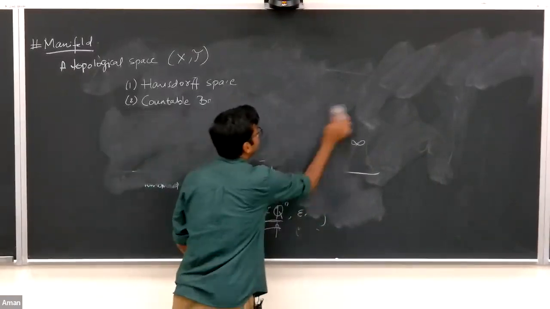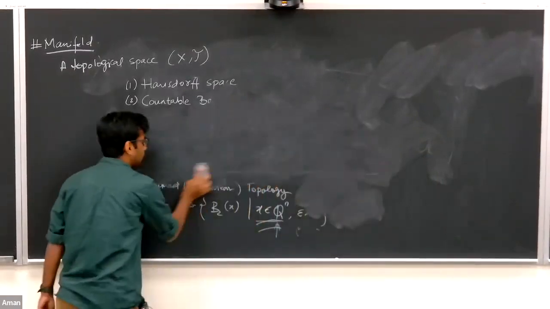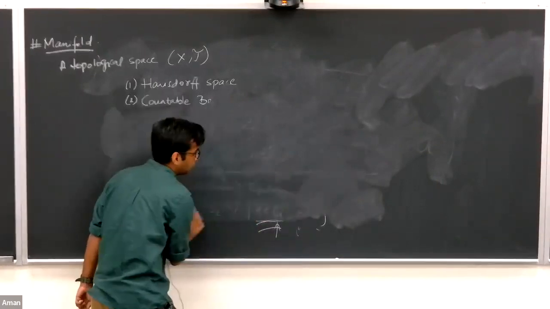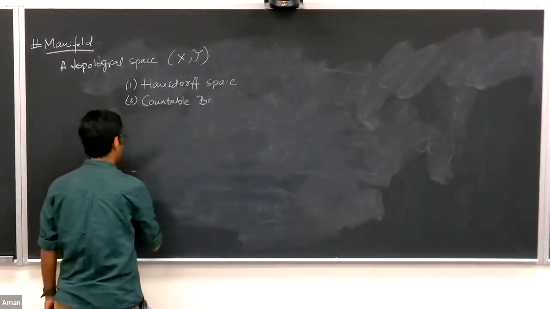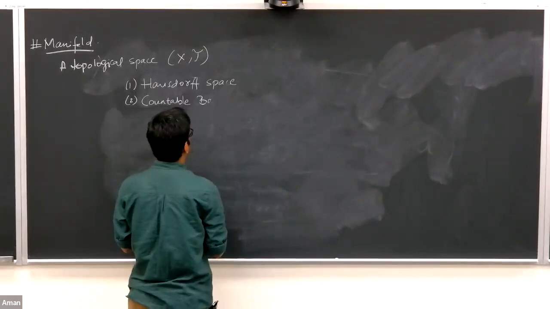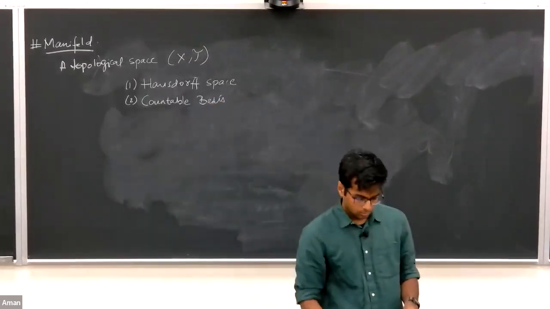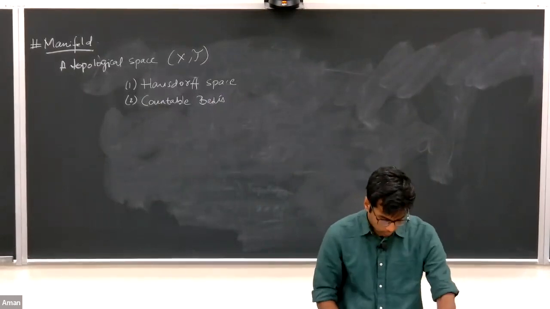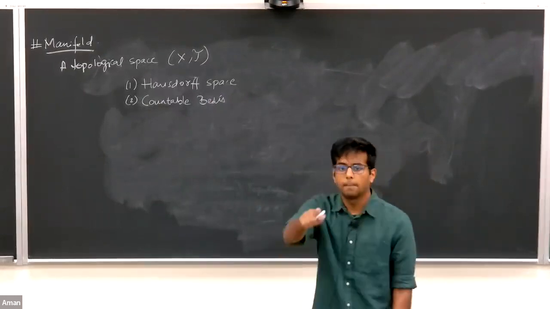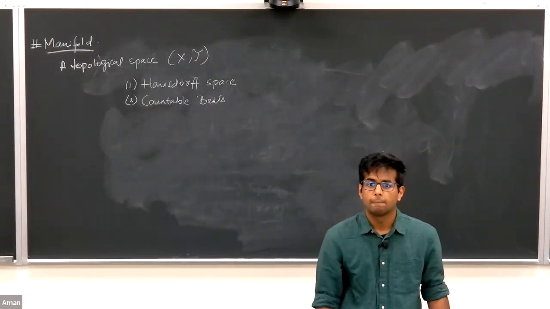Okay. So those were the first two properties of having a manifold: a topological space which has the Hausdorff property and also has a countable basis. And the third property then is what we had. Could you quickly define what epsilon is?